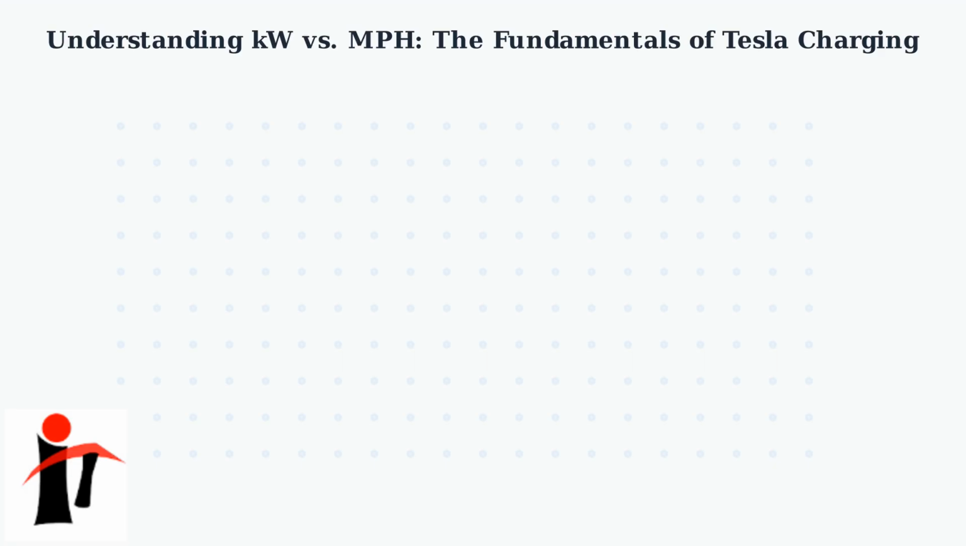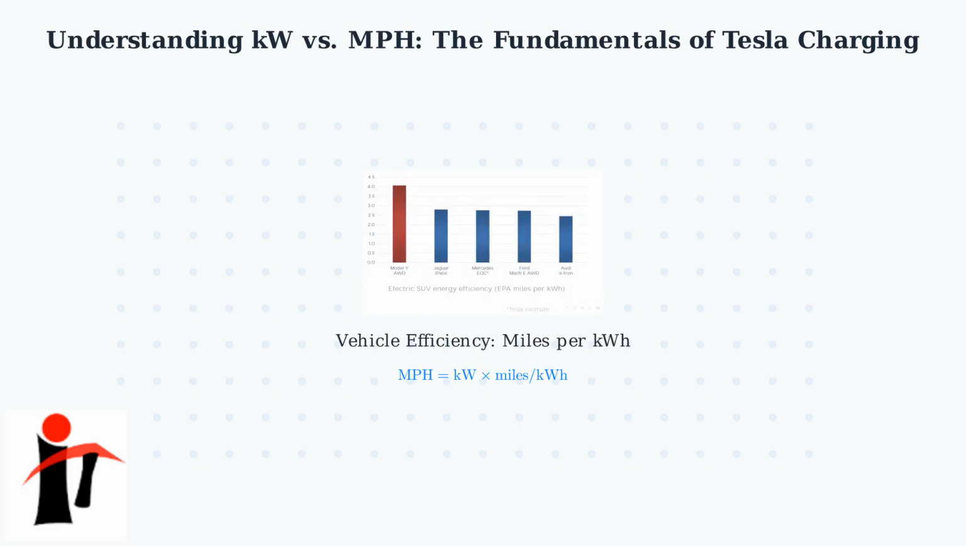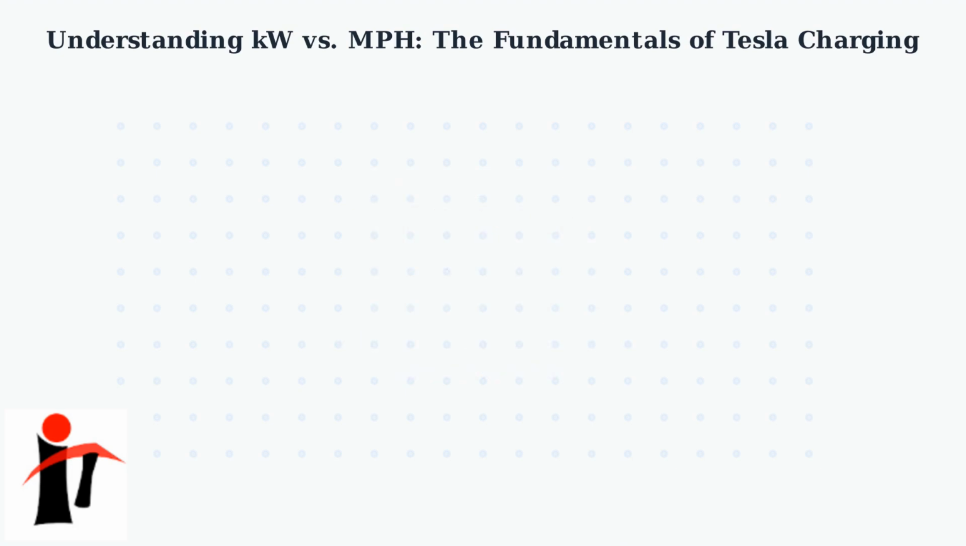For example, a Supercharger might deliver 150 kilowatts, while home charging might be limited to 11 kilowatts or less, depending on your setup. Miles per hour, or MPH, of charging is calculated from kilowatts by factoring in your vehicle's energy efficiency. Efficiency varies by model. For example, a Model 3 might get about 3.5 miles per kilowatt-hour, while a Model Y could get around 4 miles per kilowatt-hour.